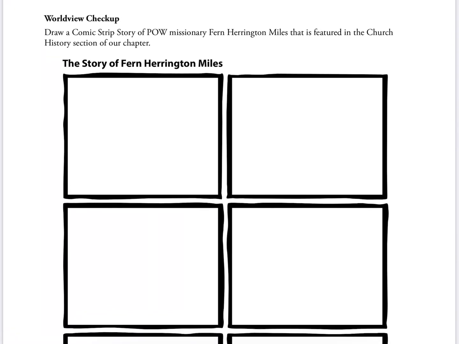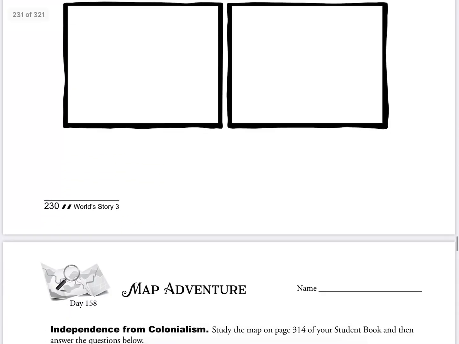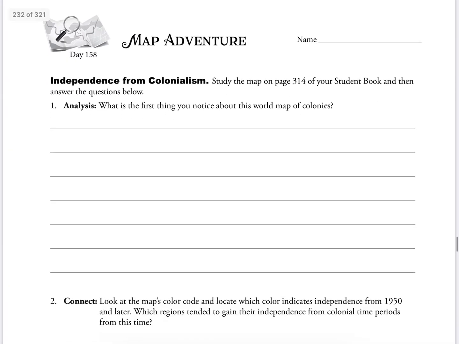Draw the comic strip story of the POW missionary Fern Harrington Miles that is featured in the church history section of this chapter. Make sure that you have read over the church history section of that chapter and that you're able to do your comic strip. It doesn't have to be extravagant, but you need to have enough information in there that I know that you read and understood who that was, okay?